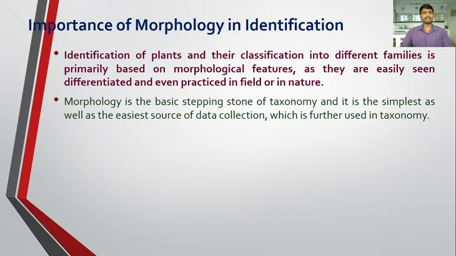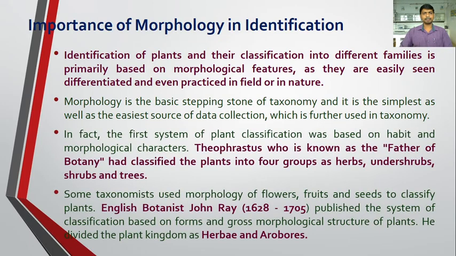Morphology is the basic stepping stone of taxonomy. Taxonomy is concerned with the identification, nomenclature and classification. So all these activities that are carried out in taxonomy are based on morphology, that is the external features or the characters of the plant. It is the simplest as well as the easiest source of data collection, which is further used in taxonomy. In fact, the first system of plant classification was based on habit and morphological character. So here is the importance of morphology that has been given in identification.